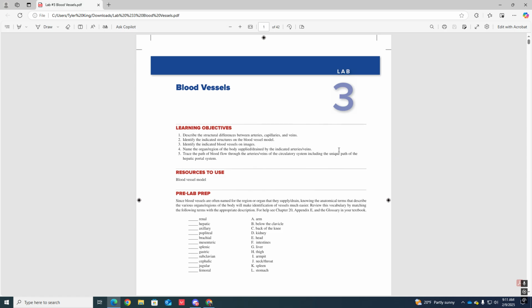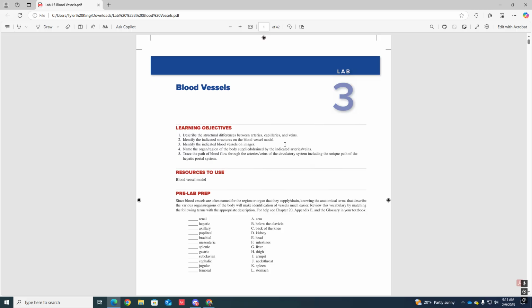And obviously we have our learning objectives. We're going to go through those really quick. We have 5 of them this week. Last week was a little bit shorter, but this week we're growing in numbers again. So the first one I have here is describe the structural difference between arteries, capillaries, and veins, which I said we'll do.